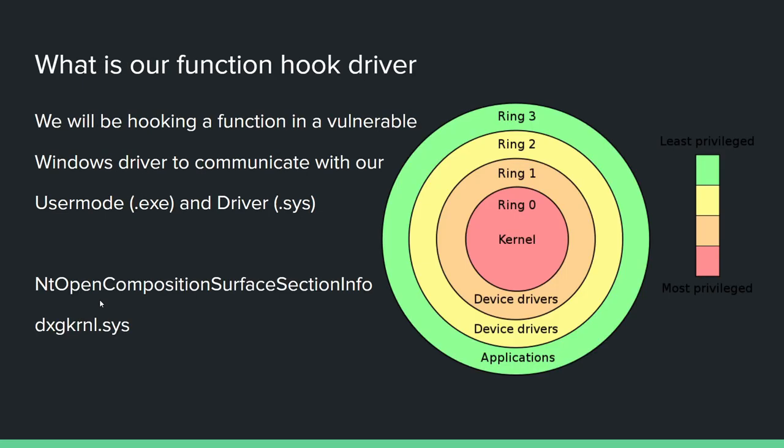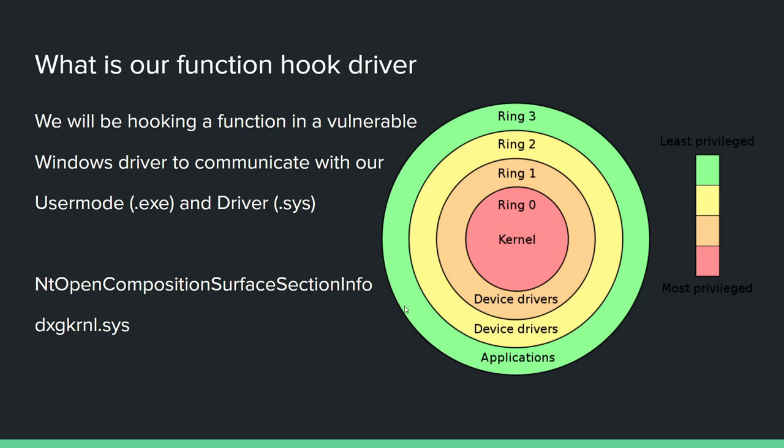Alright, so what is a function hook driver? So basically there's different ways we can communicate with our driver in our user mode. And when I say driver and user mode, I mean like a .sys and a .exe. So basically, .sys, that's a driver, that's like ring zero right here, right, kernel. That has the most access, the most privilege to your computer, to your system. And ring three is where we are, where like our Python stuff is. So like our Python glow, all that stuff is in here in ring three.